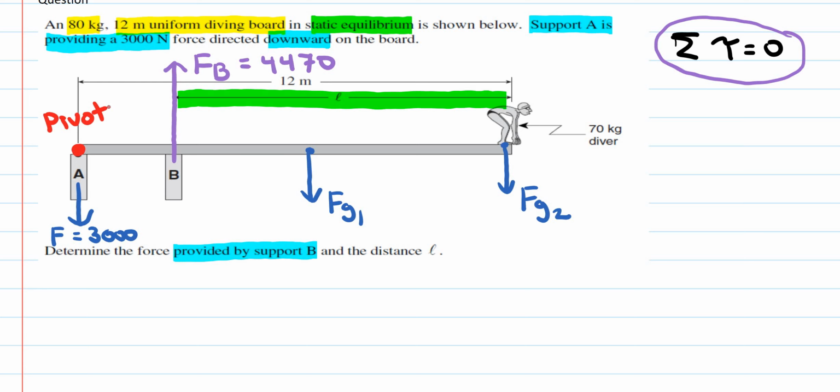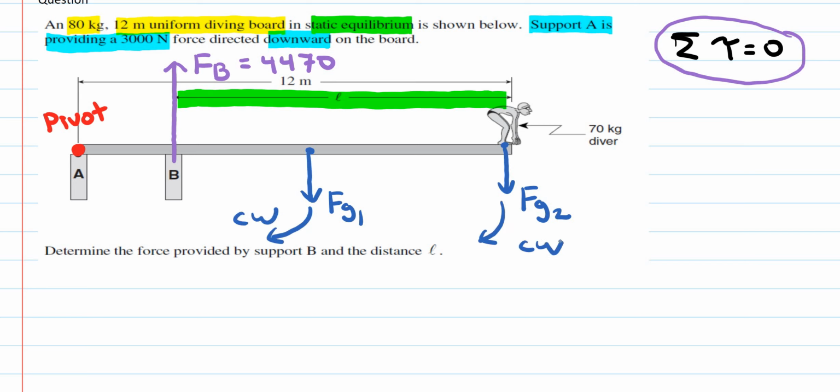And if I put my pivot point at the very end, I can eliminate this force over here. And since I'm referencing everything with respect to the red pivot point, FG1 is going in the clockwise direction, FG2 is going in the clockwise direction, and the force at B is actually going in the counterclockwise direction, right? So it's very important that you're aware of the direction of the torques there.